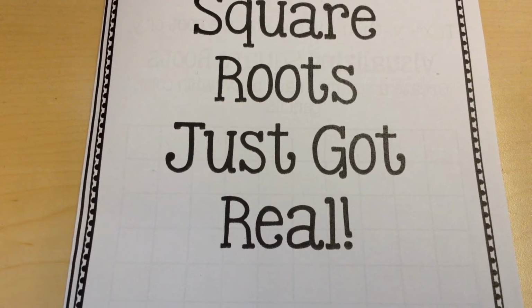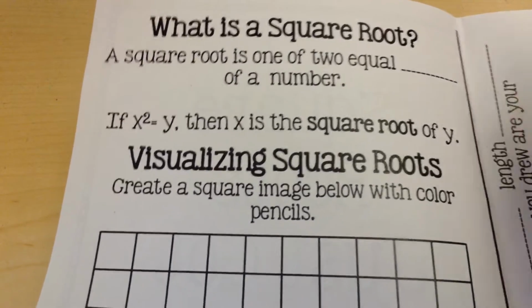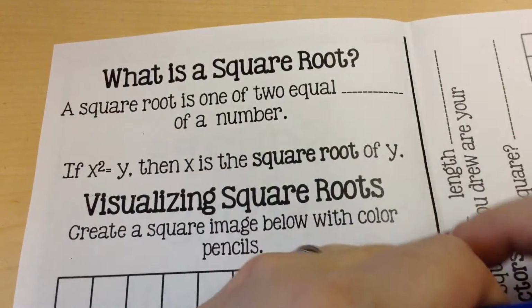Today we're going to look at square roots. And your I can statement is I can identify square roots. So let's look at the definition of a square root. A square root is one of two equal factors of a number.